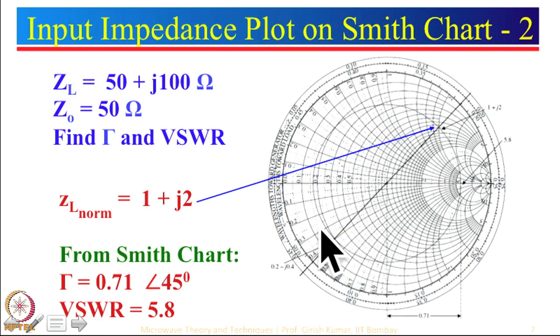Let us take one more example. Here is an example where the load impedance is given as 50 plus j 100 ohm and desired is 50 ohm. Now, in this particular case, we can locate this particular point over here. How do we locate? We do the normalization. You divide this whole thing by 50, which is the characteristic impedance, that will give 50 divided by 50, which is 1, and 100 divided by 50 will be 2. So, 1 plus j2. How do we do that?